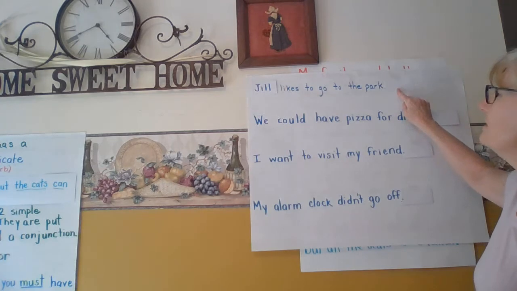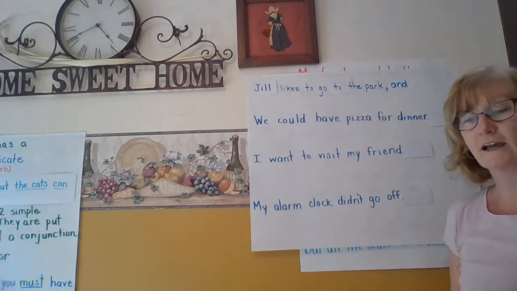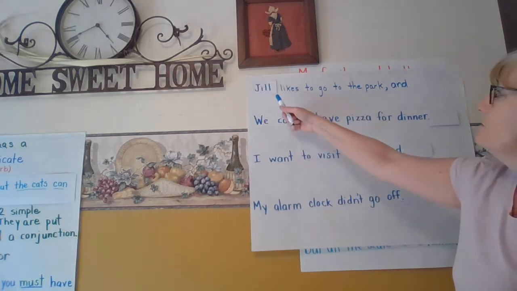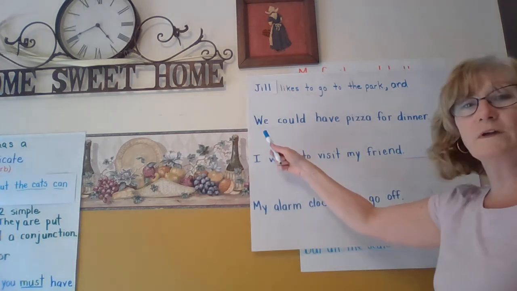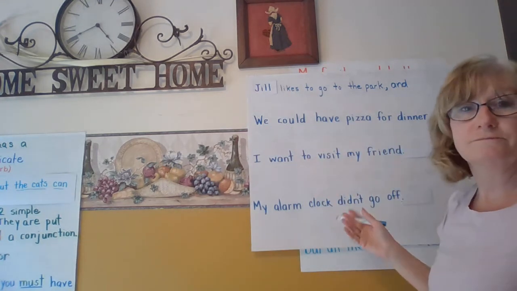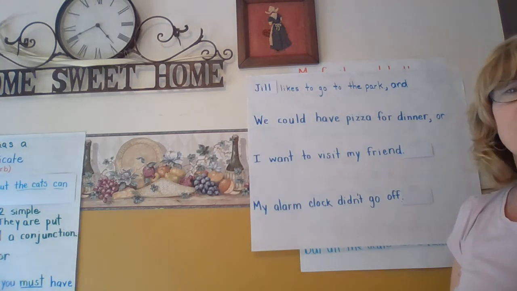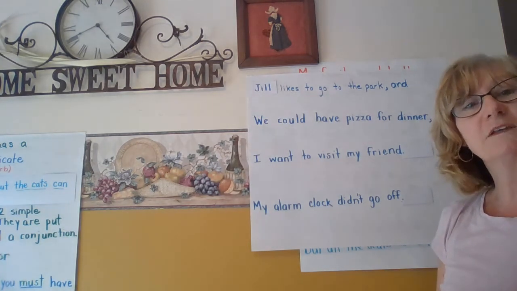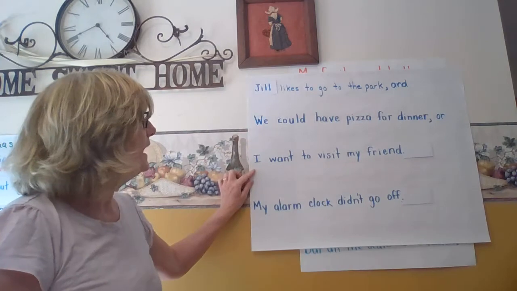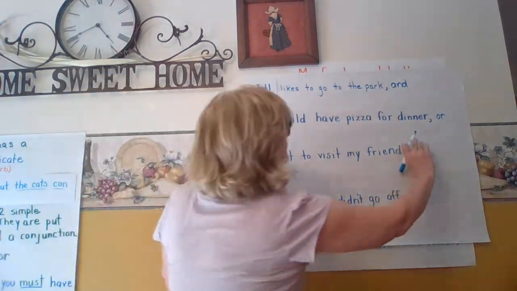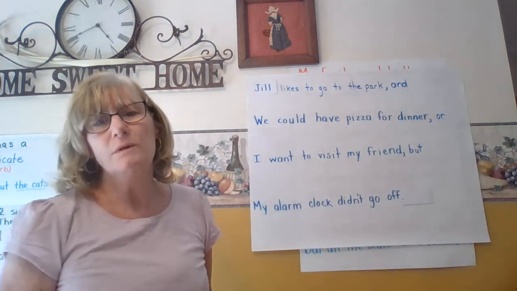On this sentence, Jill likes to go to the park. I'd like you to use the word and to try to create a compound sentence about Jill at the park. Jill likes to go to the park, comma, and. The next one is, we could have pizza for dinner, or. So please try to finish off that sentence and make it a compound sentence by using the conjunction or. Let me go on this side, it might be better for you to see. I want to visit my friend, comma, but. What might happen that you wouldn't be able to visit your friend?